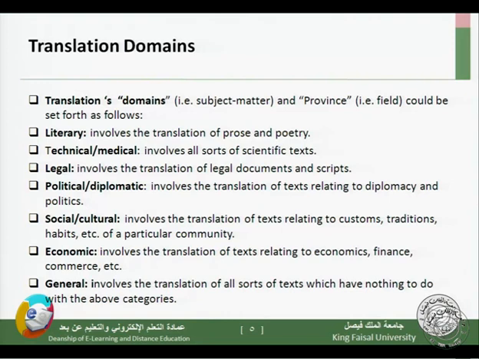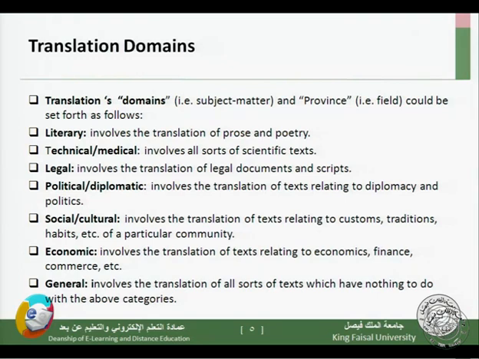And then we have political and diplomatic domain, which involves the translation of text relating to diplomacy and politics, like the domain of the newspapers. Most of it is politically or diplomatically oriented texts. In addition to these, we have social and cultural domains. And this has something to do with text relating to customs, traditions, habits of a particular community, of a particular society, of a particular language. And then we have the economic domain, which involves the translation of text relating to economics, finance, and commerce.